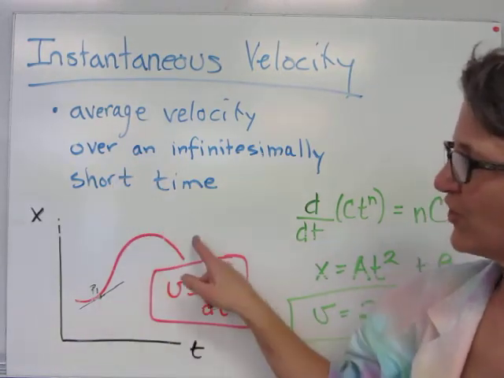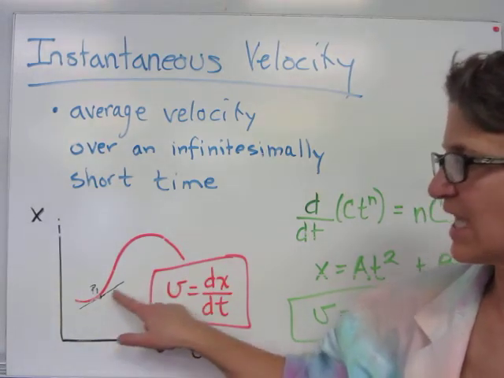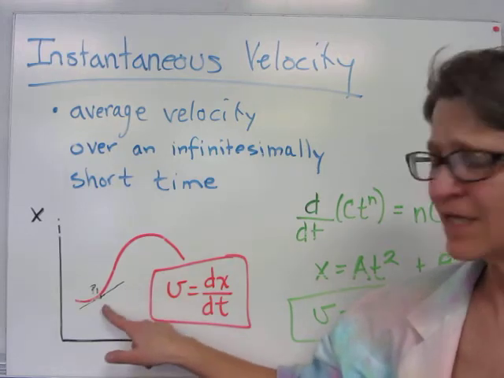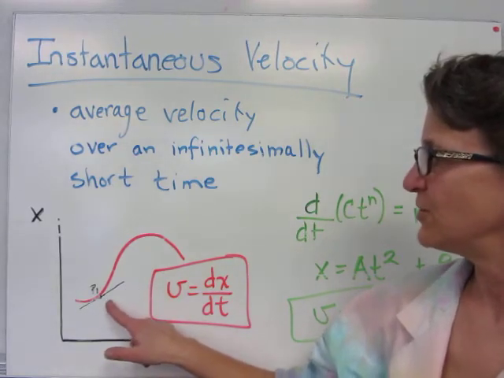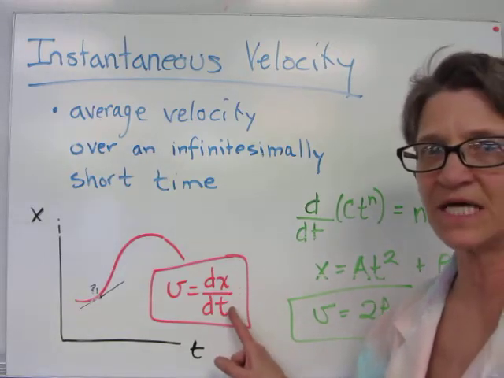So if we look at a curve, we can find the velocity at this point by drawing a tangent to the point and finding that slope. To do that, you take the first derivative of your position with respect to time.